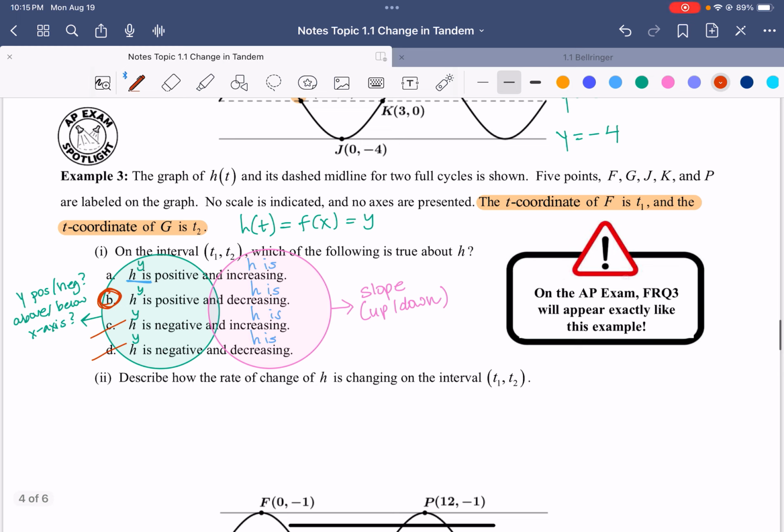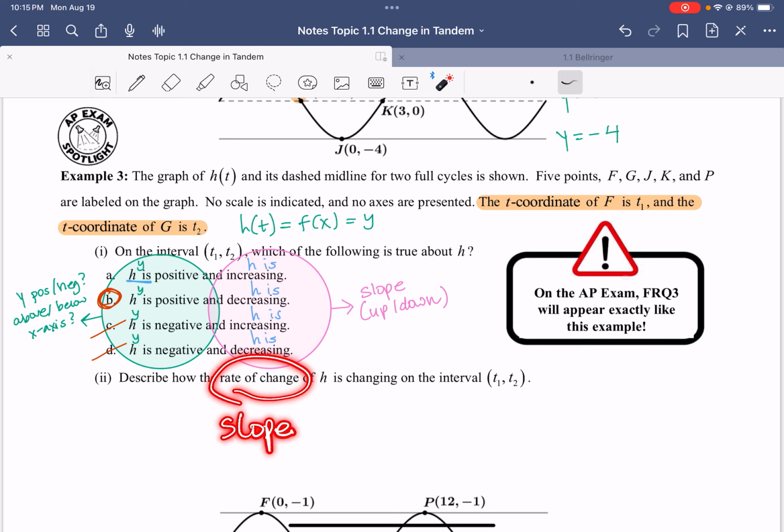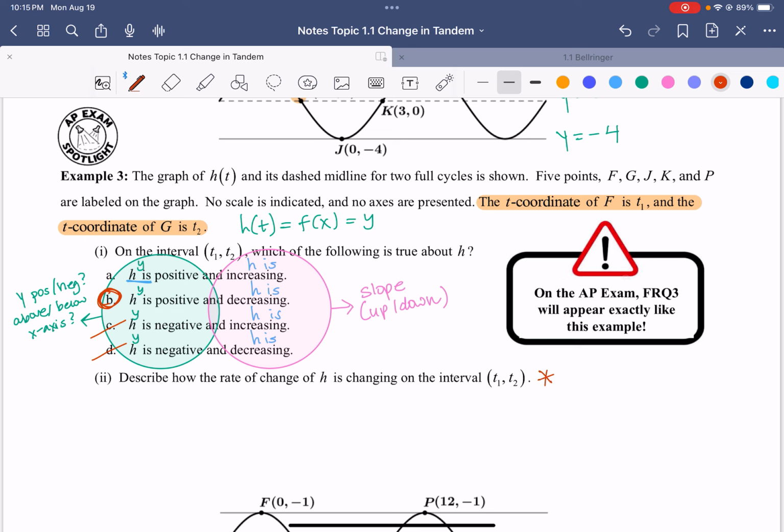Okay. Question 2 says, describe how the rate of change of H is changing on the interval t sub 1 to t sub 2. Now, some kids' biggest mistake is that they see rate of change and they think slope, and so then they say, oh, the slope is positive or negative. However, they just asked you for the slope here. That means that this question will not be about slope. Okay, so this question will always be about concavity. Okay, do not say anything about the slope here.